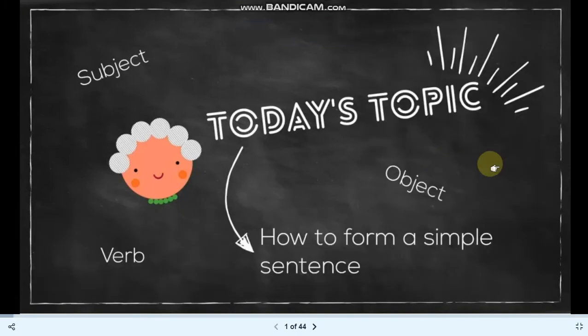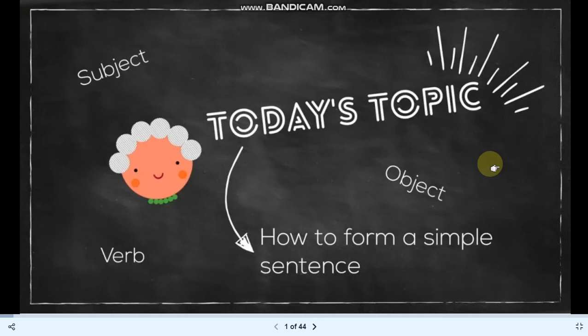Hello kids, today is another day and today I'll be teaching you how to write simple sentences. We have three types of sentences. We have simple sentence, we have compound sentence, and we have complex sentence.